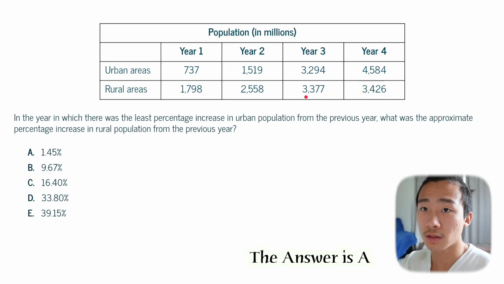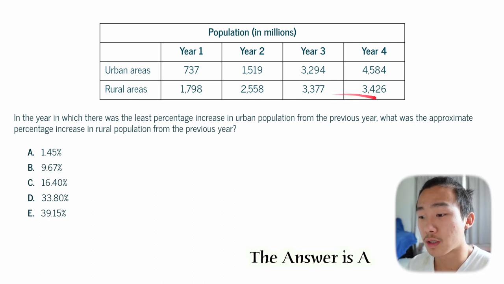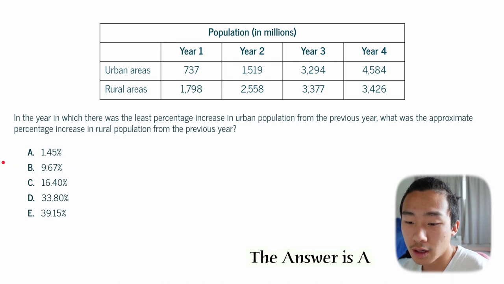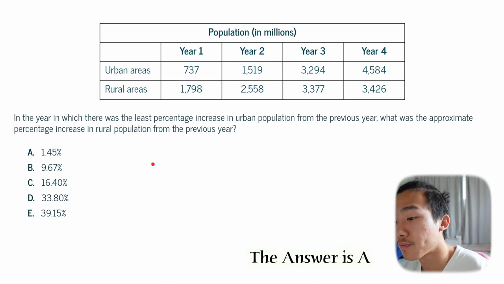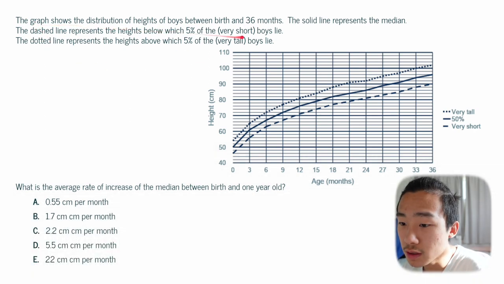So if you just do a rough estimate in your head, it's going to save you so much more time. And if you just divide 3426 by 3377, you're going to get a number that's 1.0145. And that gives you option A over here. Okay, and next one. Next one is a graph question. So the graph shows the distribution.